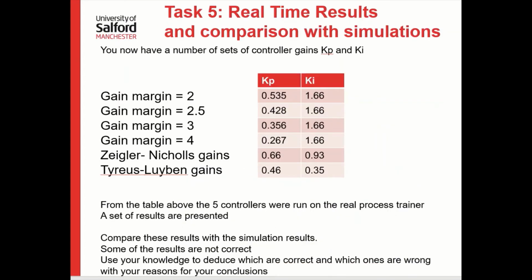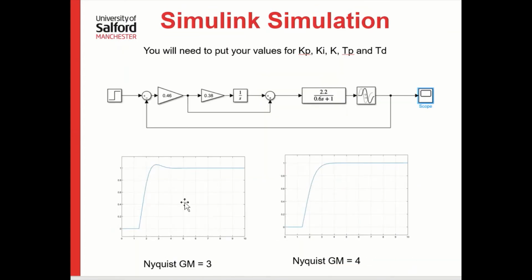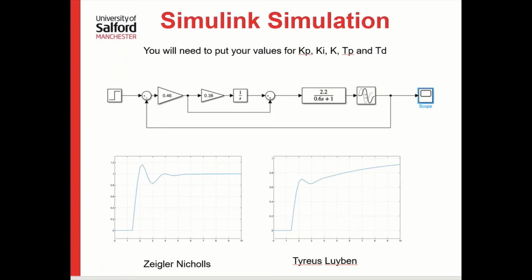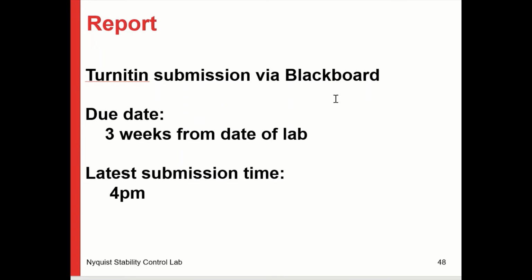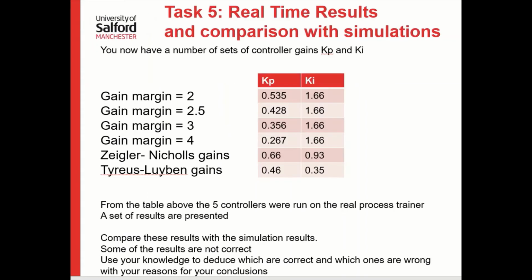So then what we're going to do is I will give you some of these results. That's these 6 graphs, and you can then compare them with your 6 graphs. That's going to be your comparison with the real-time results. I'll do a little video next for you to see, but this is the PowerPoint presentation part of it. The submission will be on Turnitin 3 weeks after you've done the lab, and the submission time is 4 o'clock. So we'll now show you how to run some Matlab code for doing some of the details of this.